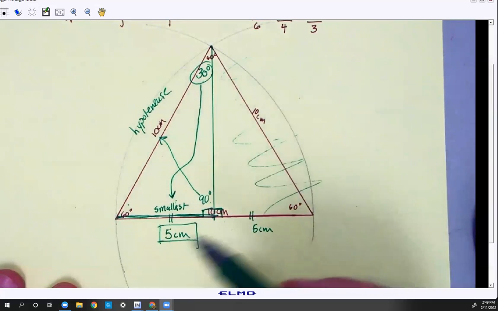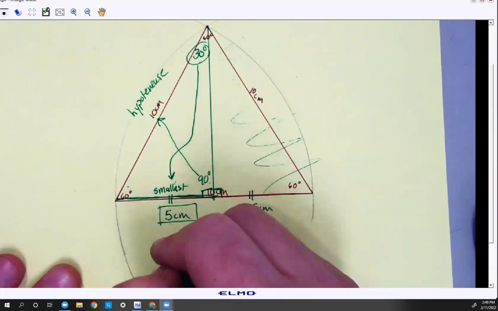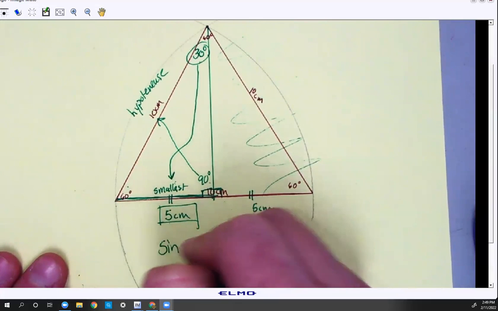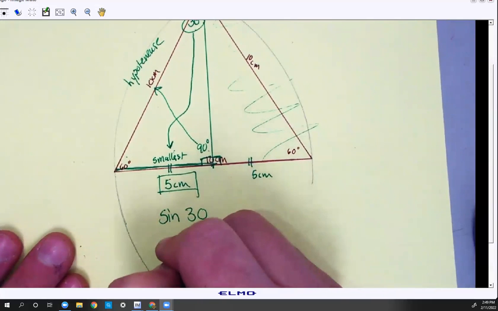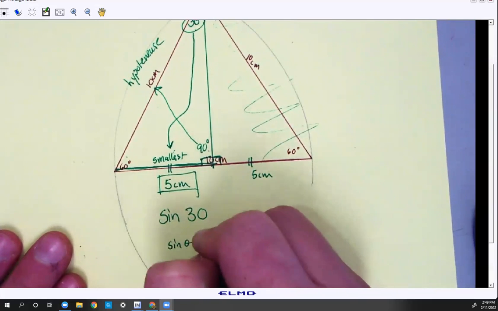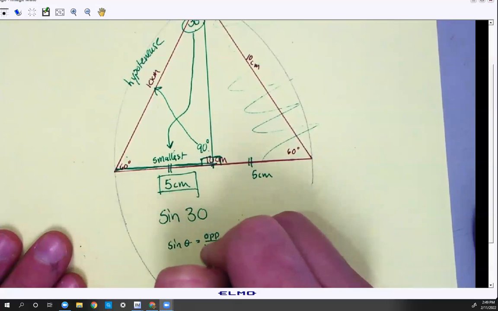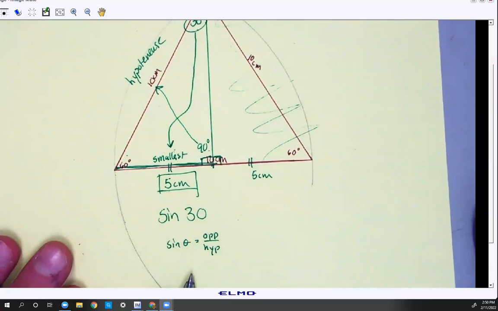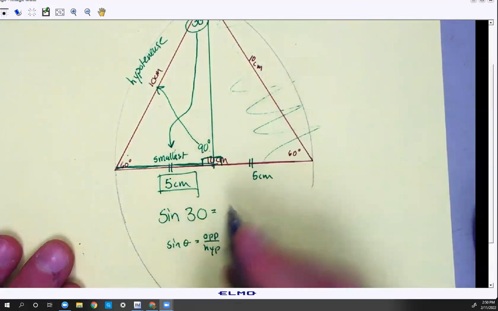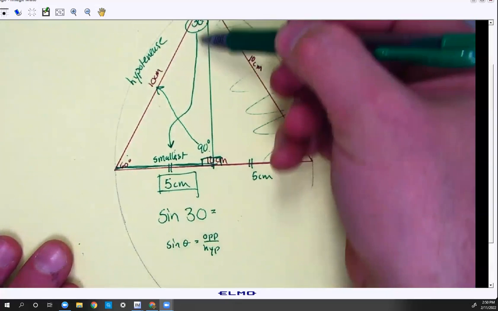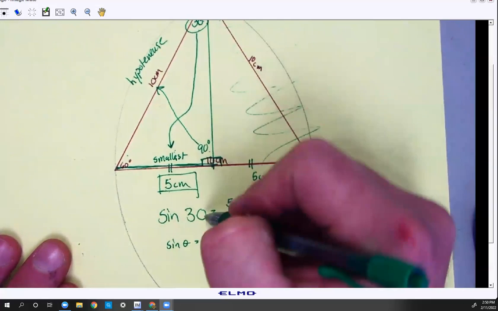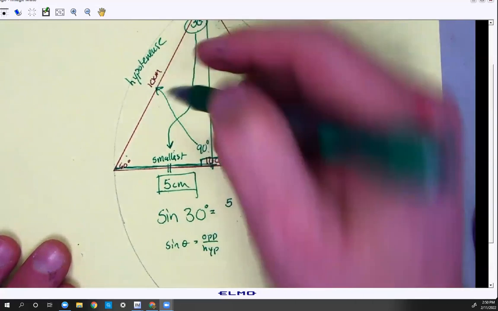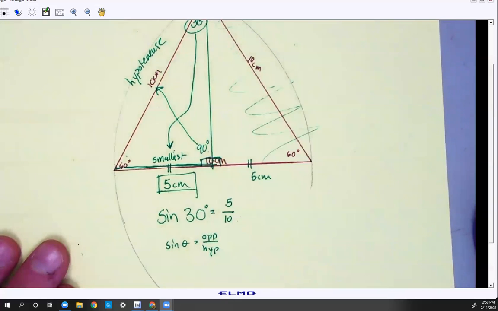How do I say that using trig terminology? I say the sine of 30. Now you might have memorized sine to be opposite over hypotenuse. And if we just follow that rule, you say opposite 30 is a 5 centimeter side, and the hypotenuse is a 10 centimeter side.